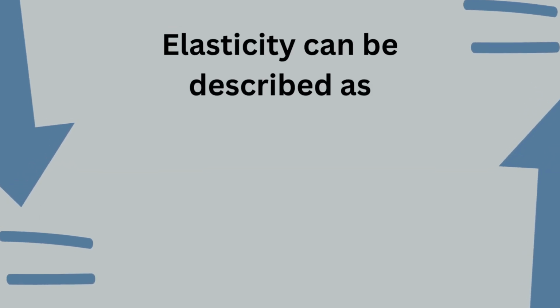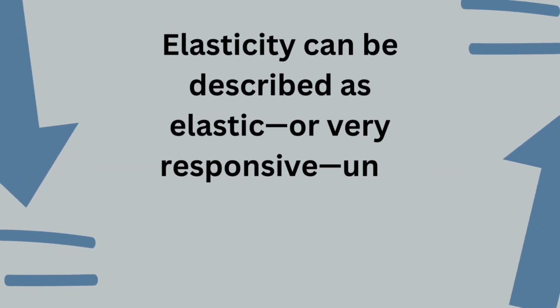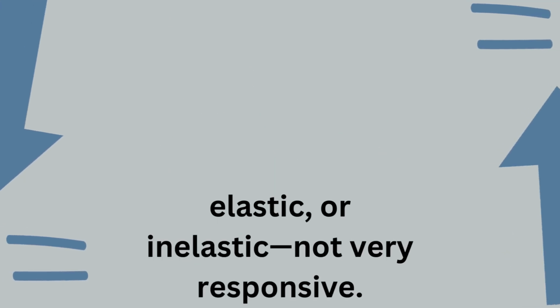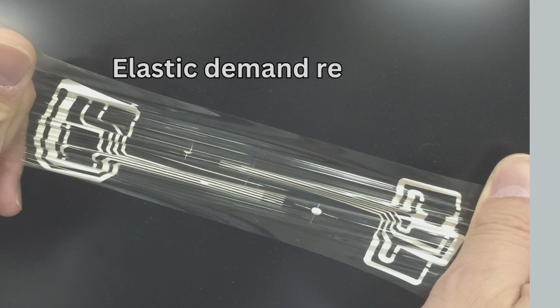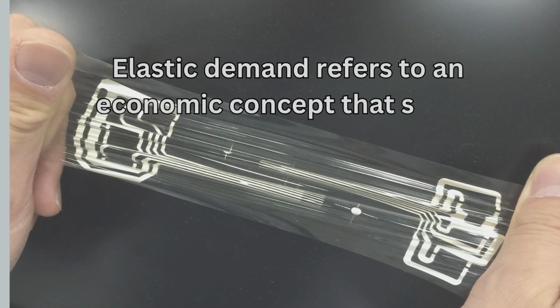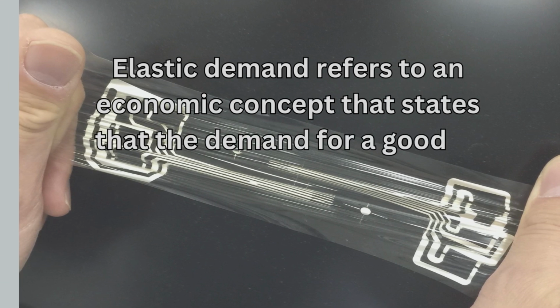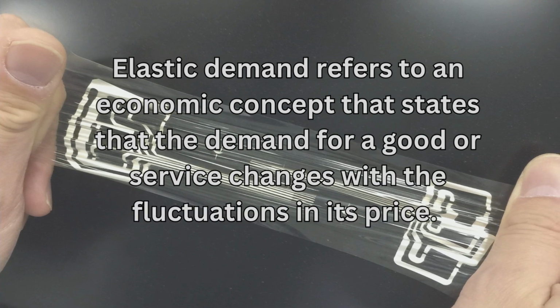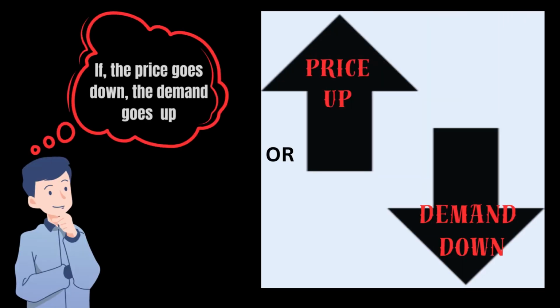Elasticity can be described as elastic, or very responsive, unit elastic, or inelastic, not very responsive. Elastic demand refers to an economic concept that states that the demand for a good or service changes with the fluctuation in its price. Meaning, when the price goes up, the demand goes down, or if the price goes down, the demand goes up.